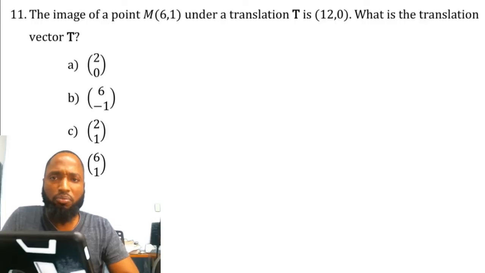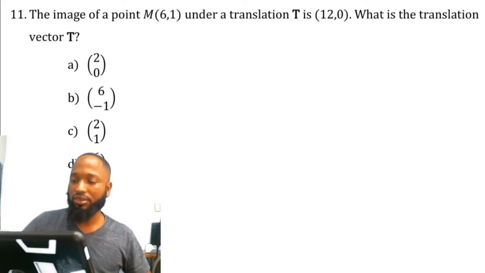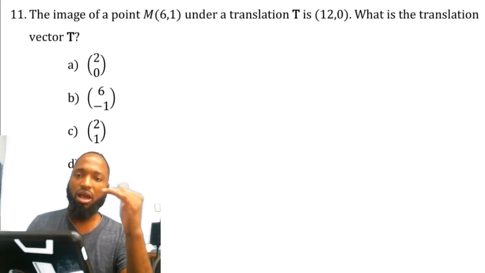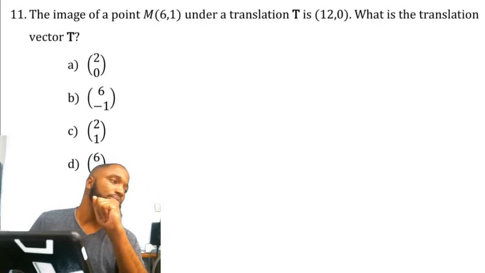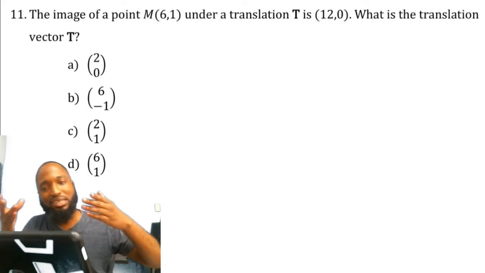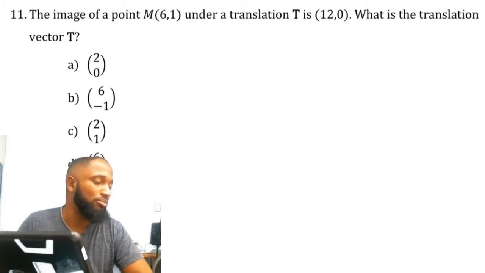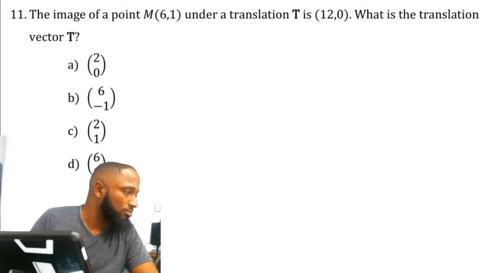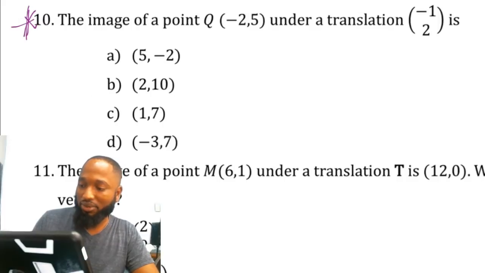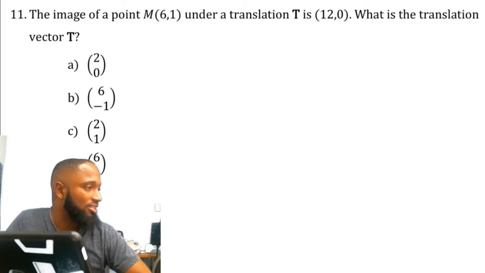All right, the image of point M under the translation T is that, what is the translation T? So this is like the reverse of this question. Both of these questions, I would say one of them must come. One or the other must come, right? I mean, not the same numbers, but the concept must come. Take it from me. This is the Instagram question number 10 because I had some confident errors there. A lot of multiplication went through.